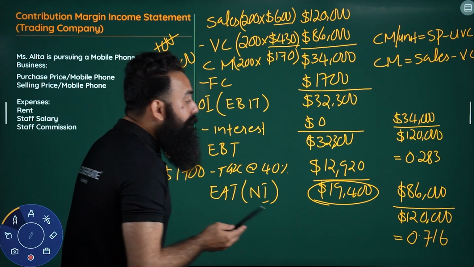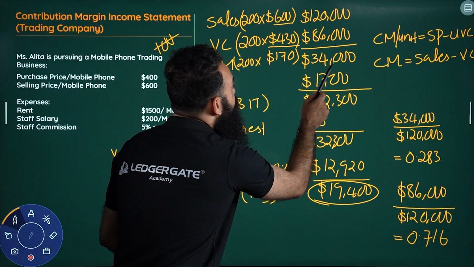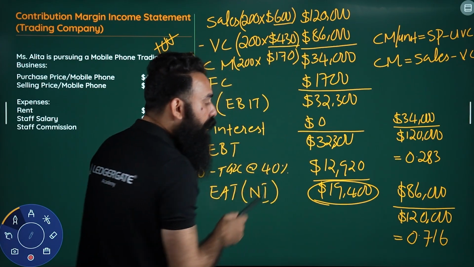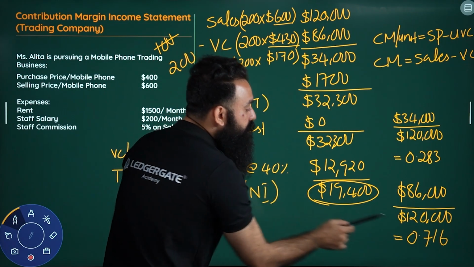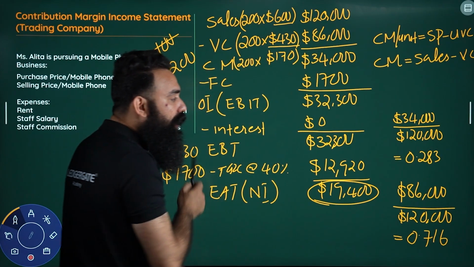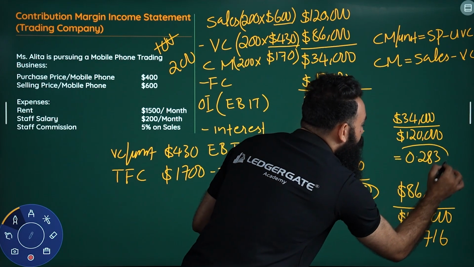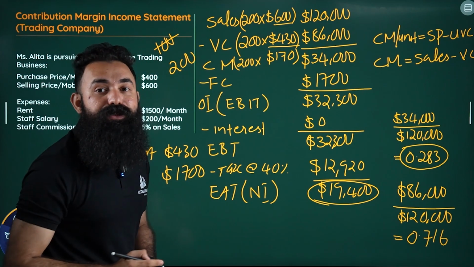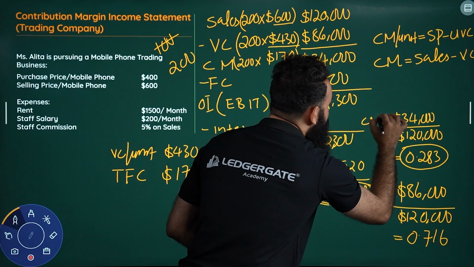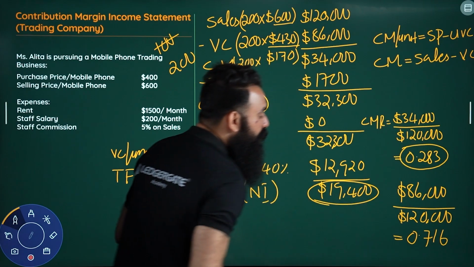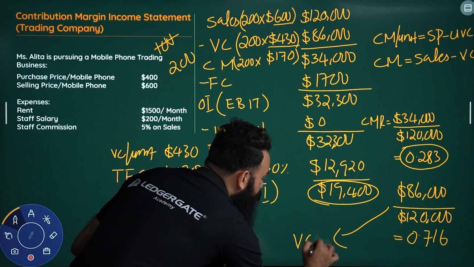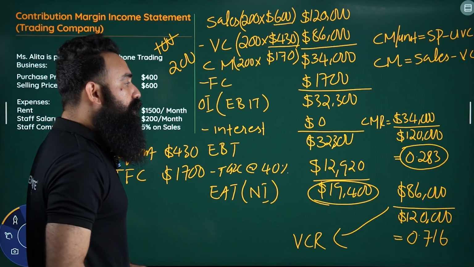71.6%. So this denotes this contribution margin is 28.3% of this sales, and this variable cost is 71.6% of sales. We can call this the contribution margin ratio. This is called contribution margin ratio, CMR. Okay, then what is the name for this? We used to call it variable cost ratio.